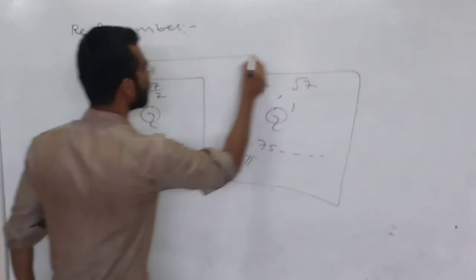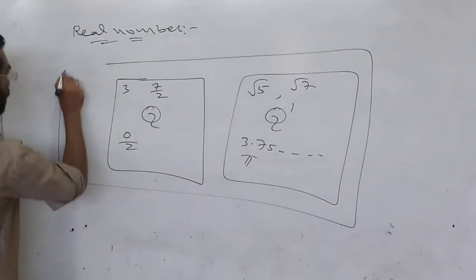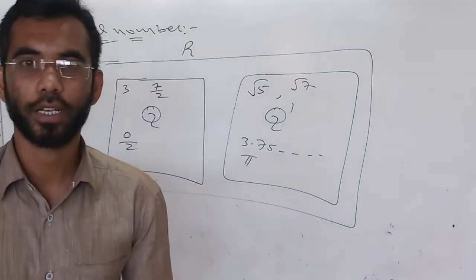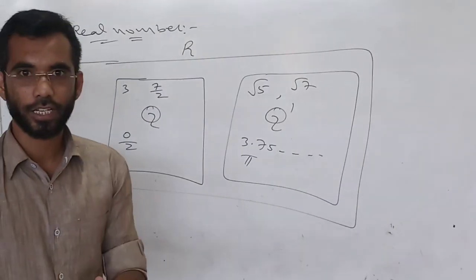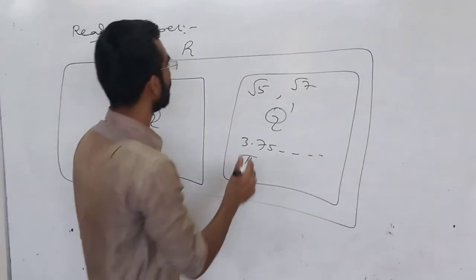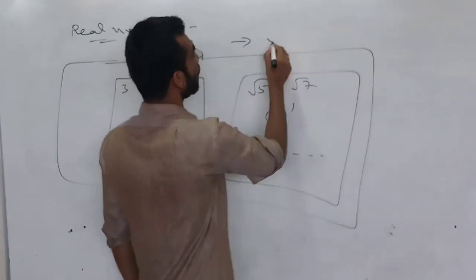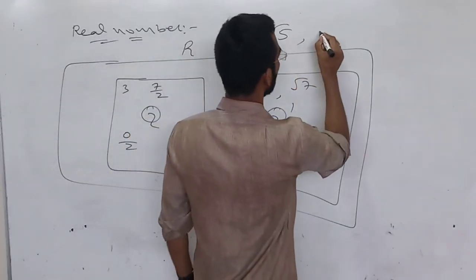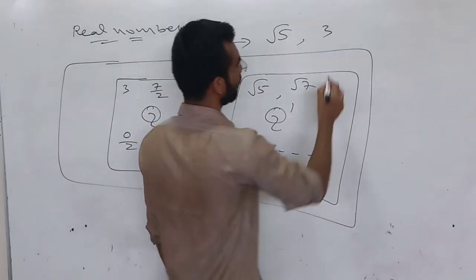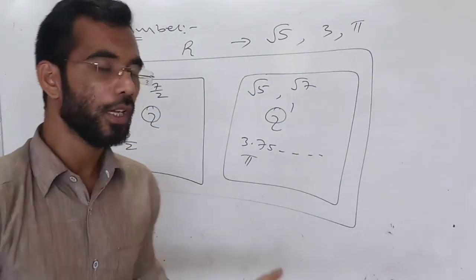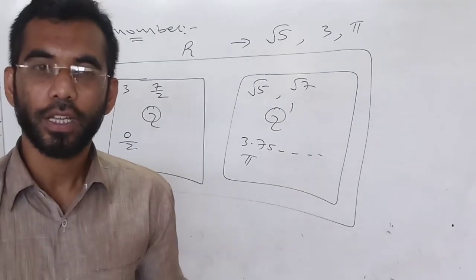But these two together are real numbers, and the real number is denoted with capital R. The combination of rational and irrational numbers is called a real number. Is root 5 a real number? Yes. 3 is a real number. Yes. Pi is a real number. Yes. The combination of rational and irrational numbers is called a real number.